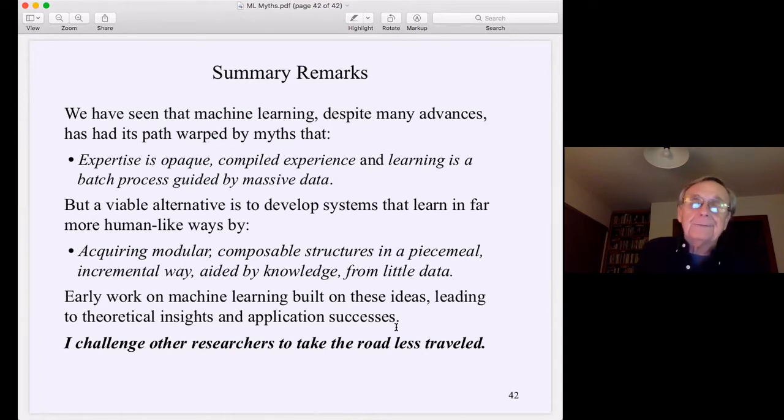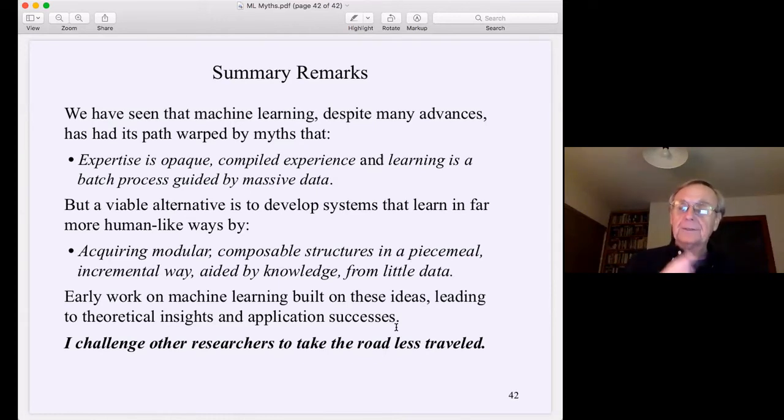And I would claim that by mindlessly going along with this paradigm and ignoring the alternative, we're not being good scientists. Second, we are not taking advantage of opportunities that could be very, very important. So if you look at human learning, you find that people acquire modular, composable structures. They do it in a piecemeal and incremental way. That is aided by knowledge, and that lets them learn very effectively from little data.